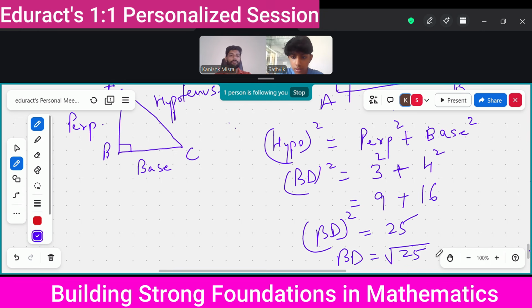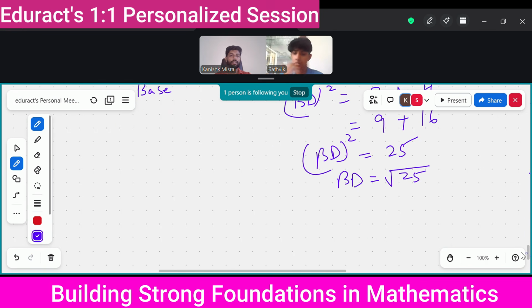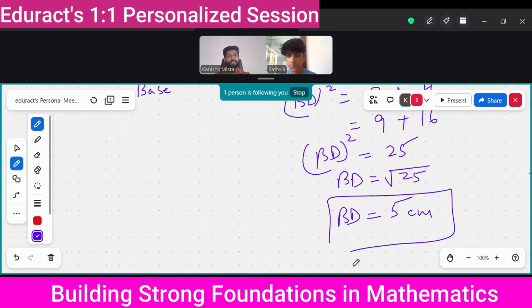This, I guess, you must have learnt it. What is the square root of 25? 5. So the length of BD is 5 centimeter. That's what we are supposed to find. Okay. Hope it makes sense. Yes, sir.